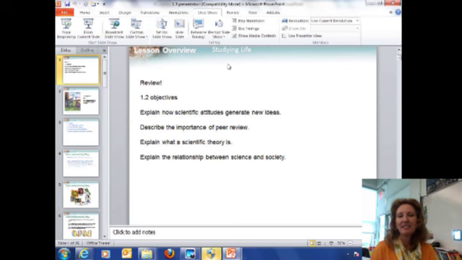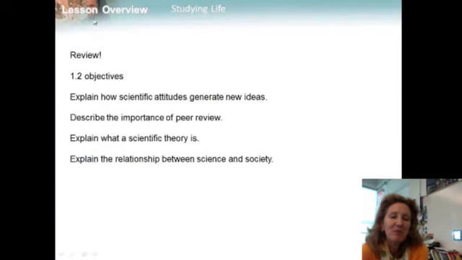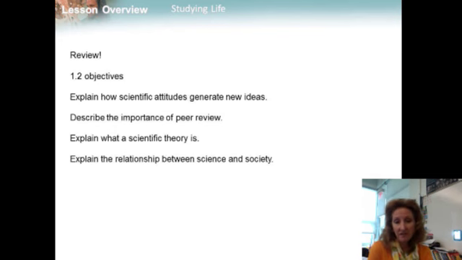But before we begin, let's go from the beginning here. Let's review our 1.2 objectives that we discussed at the last lesson. When we read these, think about what you remember from them in your mind and review. Explain how scientific attitudes generate new ideas. Be able to describe the importance of peer review. Explain what a scientific theory is. And explain the relationship between science and society. So think about those in your mind, and if you have any questions, please ask me or review in the book too.